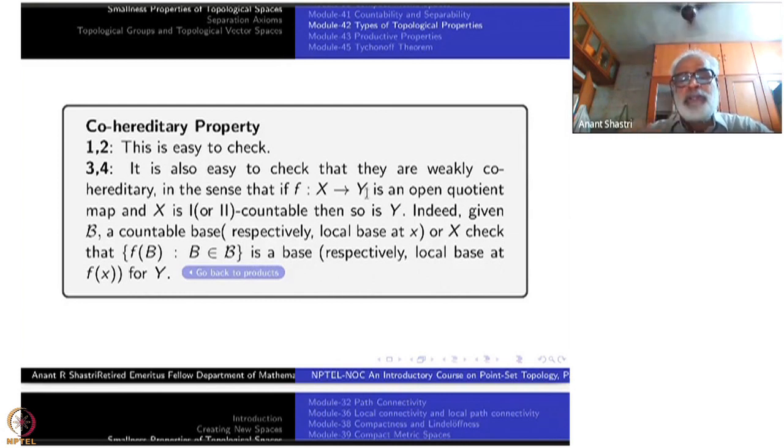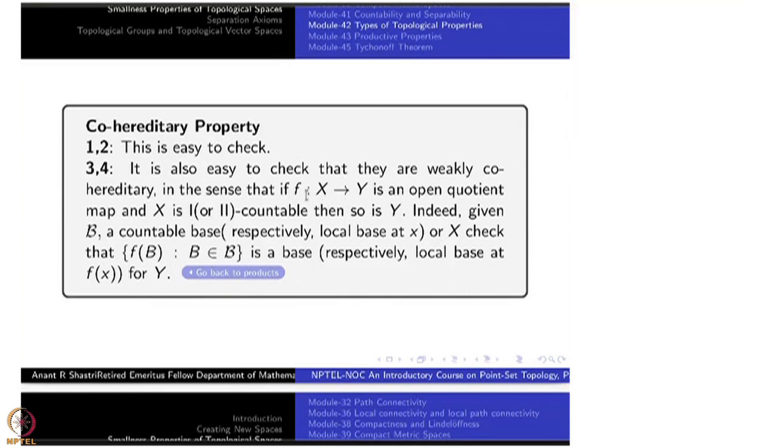Once again, it's very easy. What you have to do is start with a countable base curly B, and take F of B as B ranges over this curly B. Because F is open, F(B) is open. First of all, that is the crux of this one. Now we can verify that this is a base for the topology on Y. The same thing works for a local base at a point also. All right. So open quotients preserve first countability and second countability. So this is weakly co-hereditary.